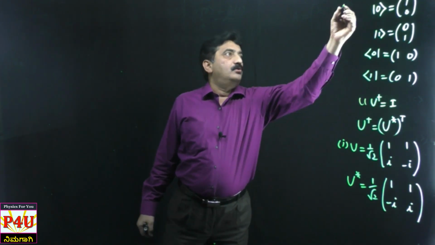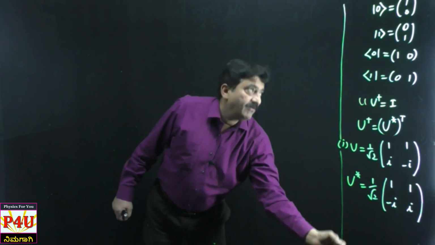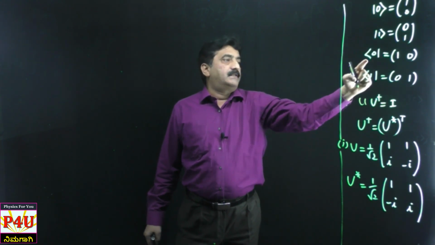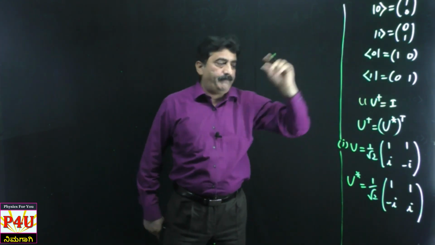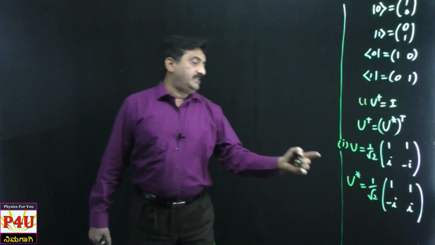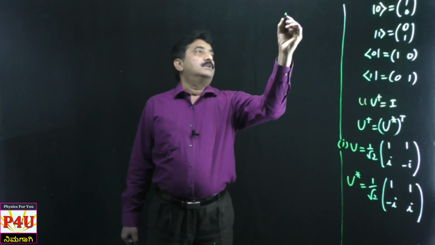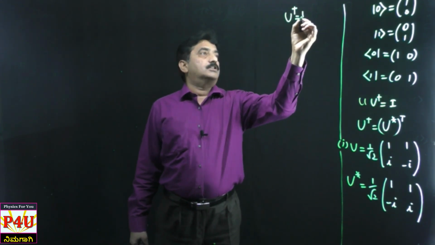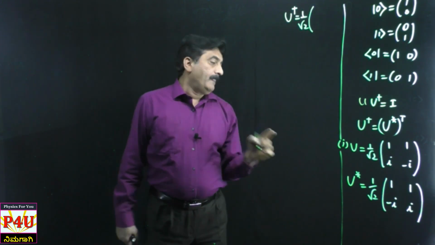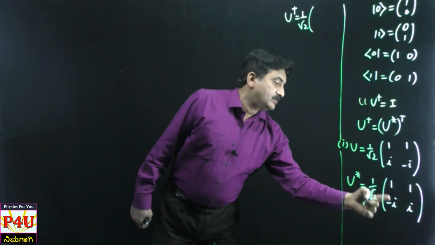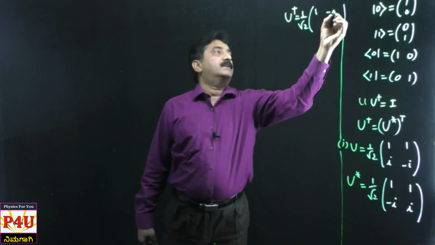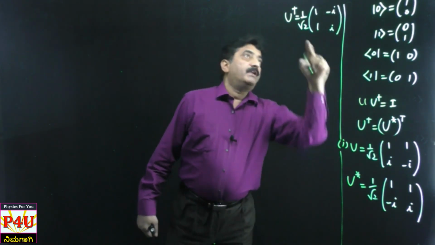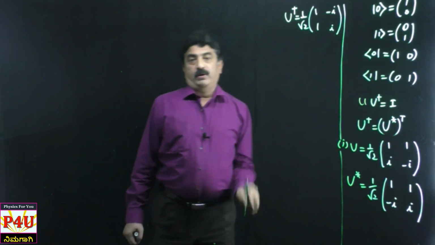I have already initially written our basic requirements, that is Ket 0, Ket 1, Bra 0 and Bra 1. Whenever required, I make use of them. Coming back to the Hermitian of this, Hermitian is nothing but the conjugate transpose. So I write straight away U dagger, that is 1 by root 2. Row becomes column and column becomes row: 1, minus i becomes a row, 1, minus i, and this becomes 1, i, like this. So this column became a row, this column became a row. I hope you got it.